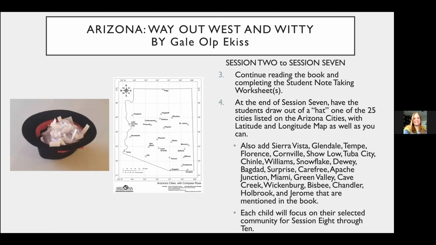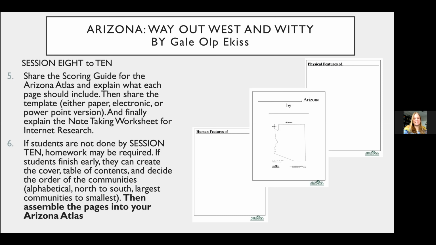But if you'd like, this part has you give the students draw one of 25 cities that are listed to then do their little report on. And if you want to add some, you can, get those non-cities that aren't as popular. And then they're going to focus on their selected community for the next few sessions. And then they're going to create their little 3 pages about that city, about that aspect.